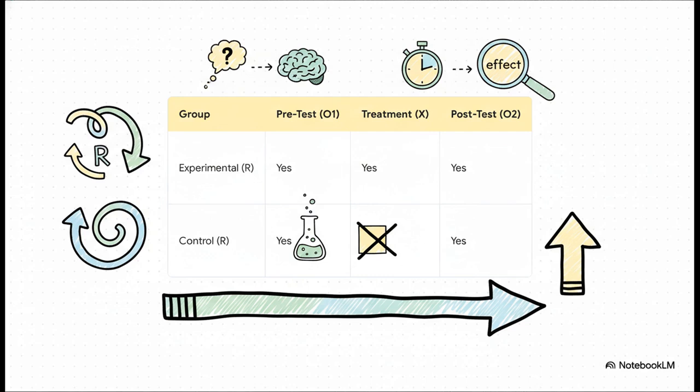You start with two groups, and you create them through random assignment. That's what the little R means. Both groups take a pre-test. Then, and this is key, the experimental group gets the treatment. That's the X, while the control group gets nothing. Afterwards, they both take a post-test. See what this does? By comparing the change in scores for both groups, you can isolate the true effect of the treatment. It's such a great design for controlling noise.